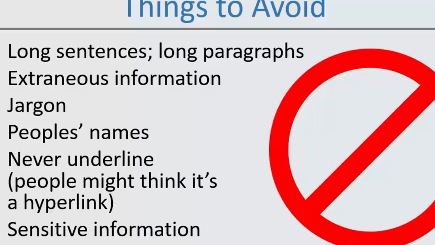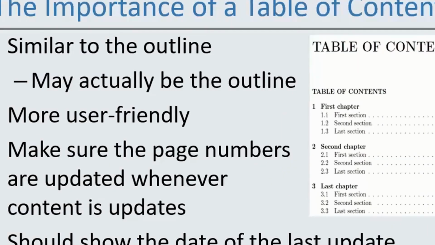All right. We talked about avoiding people's names in the Policy and Procedures Manual. And what we haven't talked about is underlining. The reason you don't underline is because, when you're trying to emphasize something, people might think it's a hyperlink. The same thing actually with making it bold, although there's less of a chance that they would think it was a hyperlink with bolding it, but still be careful. And of course, sensitive information. You don't want to put that in the Policy and Procedure Manual.